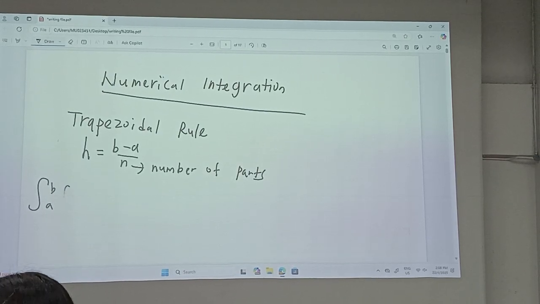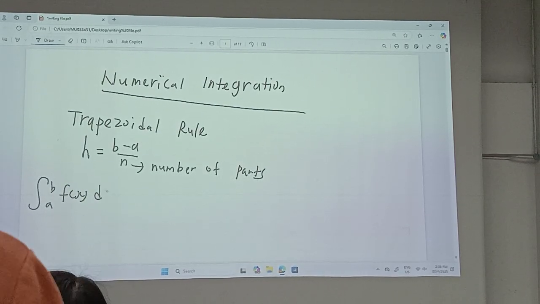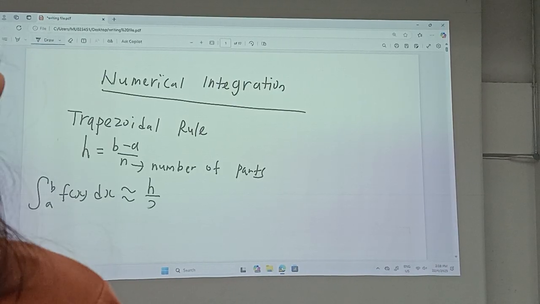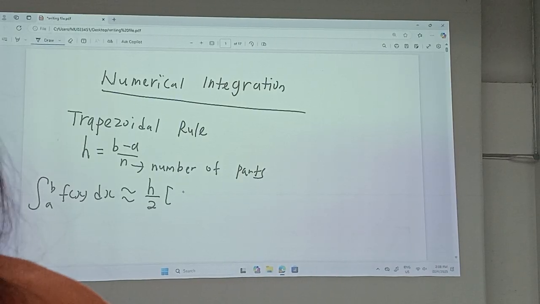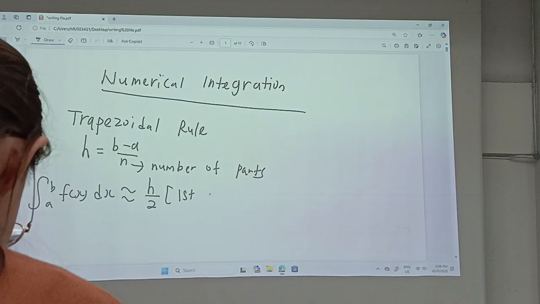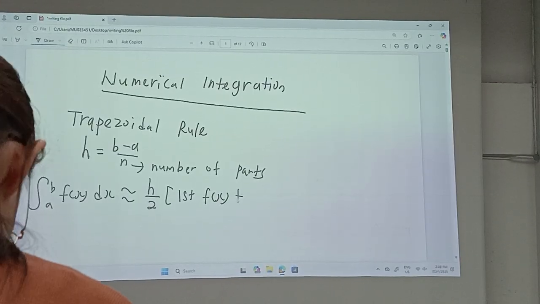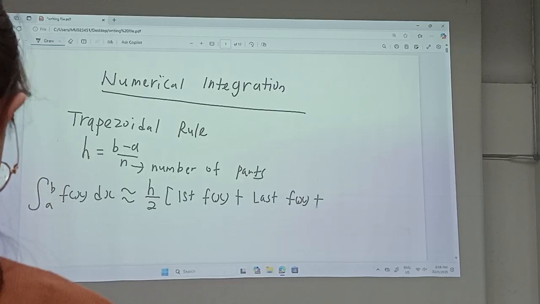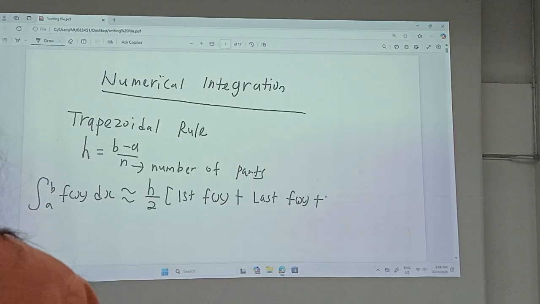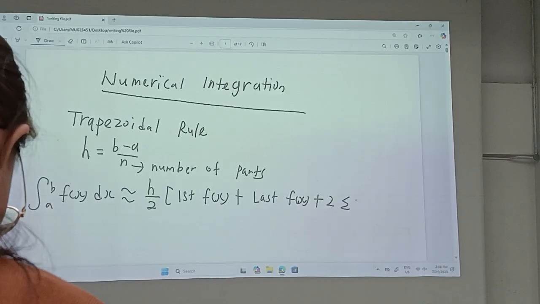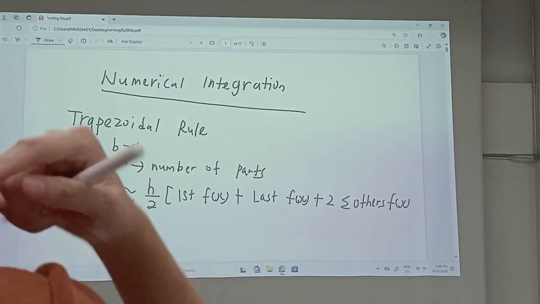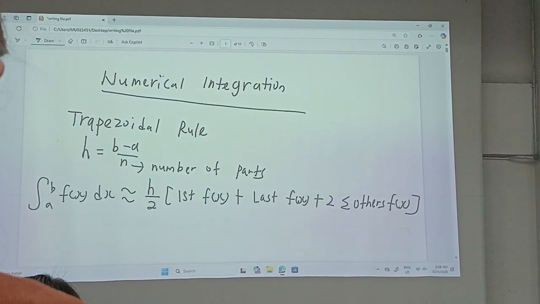And the formula for trapezoidal rule is equal to h over 2, right? Okay, then first f(x), and f(x) was the last one, right? Okay, and 2 times the summation of others f(x). Okay, so these are from last week.